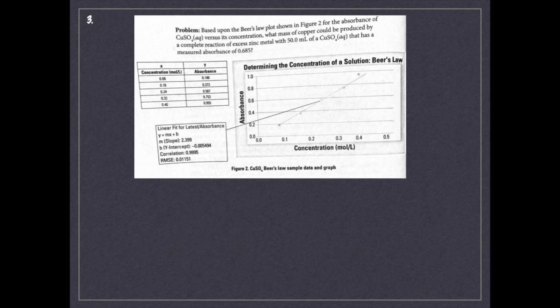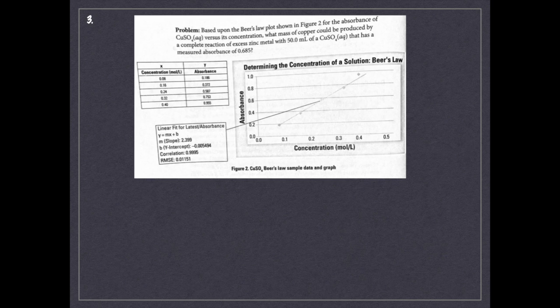All right, number 3. So I actually gave you a Beer's Law problem. It says, based upon the Beer's Law plot shown in figure 2 for the absorbance of copper sulfate versus concentration, what mass of copper could be produced by a complete reaction of excess zinc metal with 50 mL of copper sulfate that has a measured absorbance of 0.685?